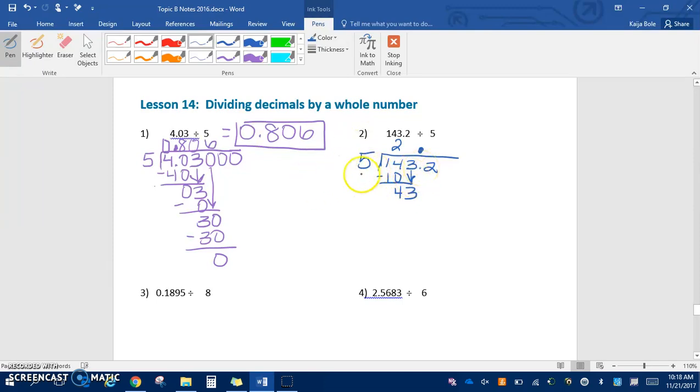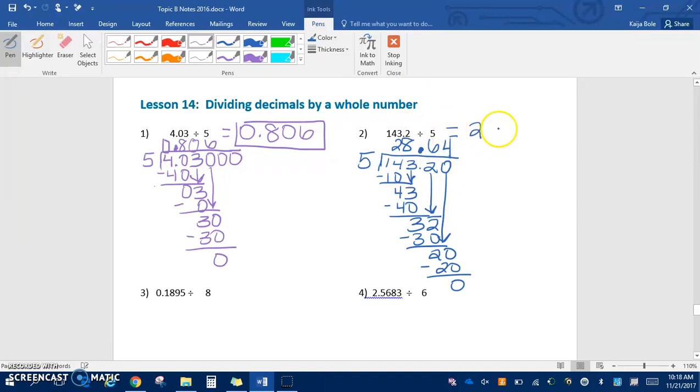We ask how many groups of 5 go into 43, and that's 8. 5 times 8 is 40, so we subtract 40, and we are left with 3. We bring down this 2 now. How many groups of 5 go into 32? That's 6. So we subtract 30, and we are left with 2. Now we need to add a 0 and bring it down. 4 whole groups of 5 go into 20, and if we subtract 20, we are left with nothing. So that means we're done. Our answer here would be 28.64.